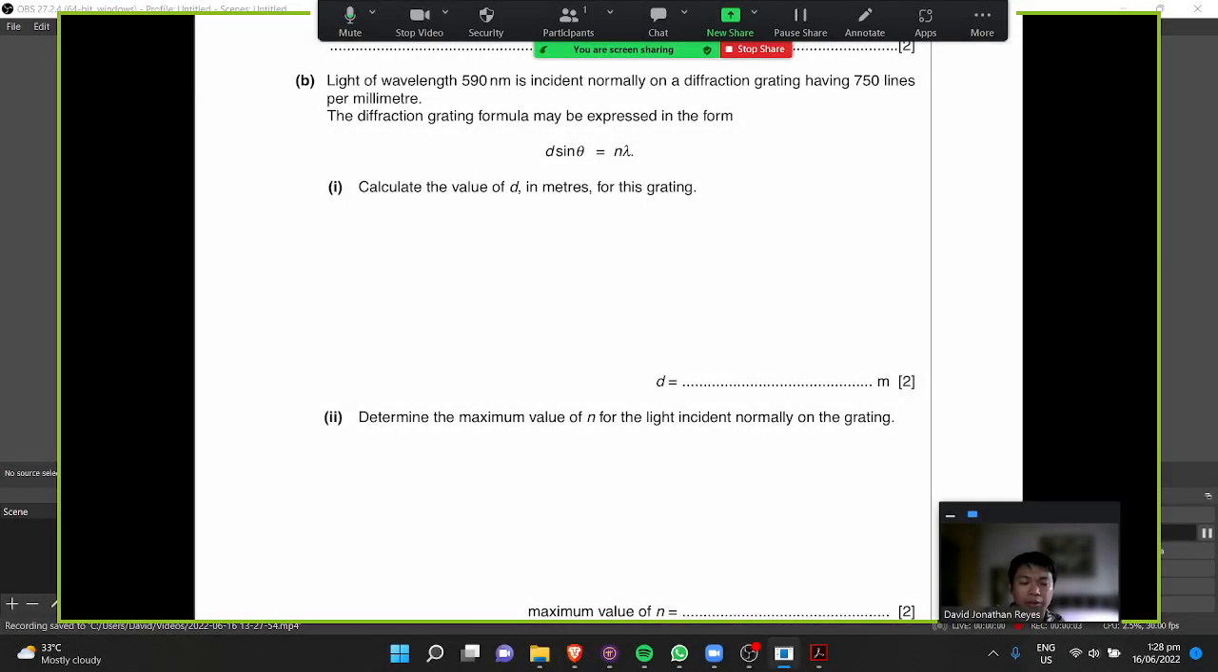All right, here we have a problem that deals with diffraction grating. It's actually almost the same as a double slit experiment. It's just that here we deal with not just two slits, we deal with 1,000 slits or more. Okay, so how are you going to solve this?